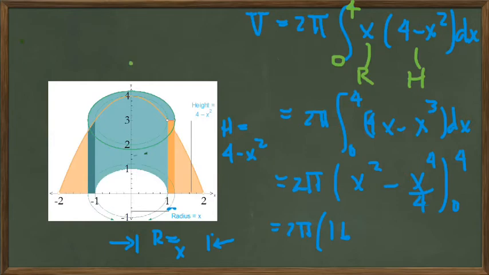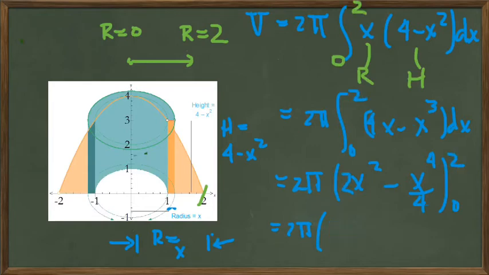The figure goes from here to here, and so the minimum radius is r equals 0, and the maximum radius is at this x value here, r equals 2. So let me fix that. And also this should be 2x squared here. So we plug in 2 to the 2x squared and get 8. We plug in 2 to the x to the 4th over 4 and get negative 4. And so the volume is 4 times 2 pi, or 8 pi, which is about 32.